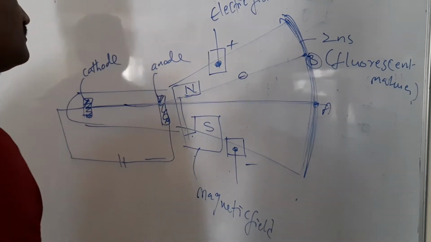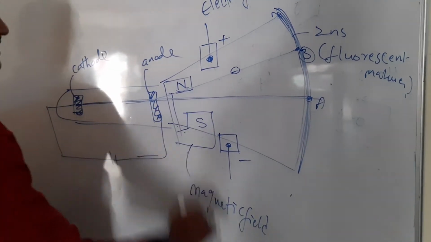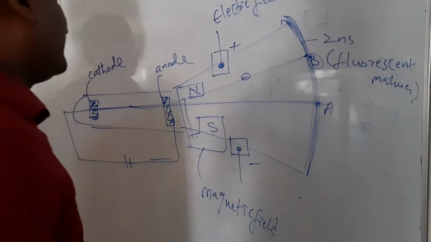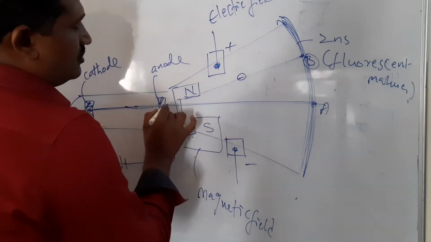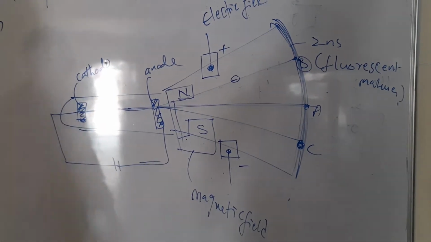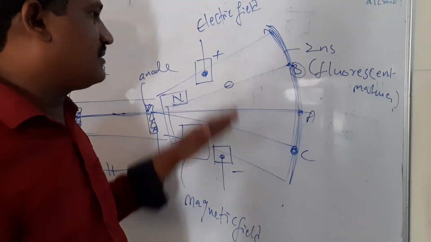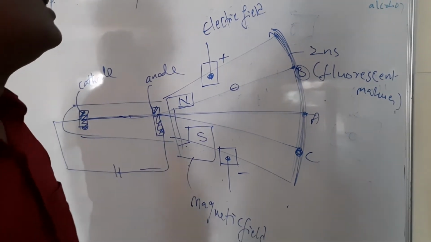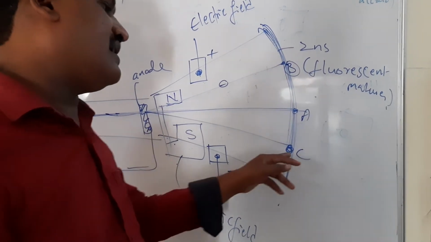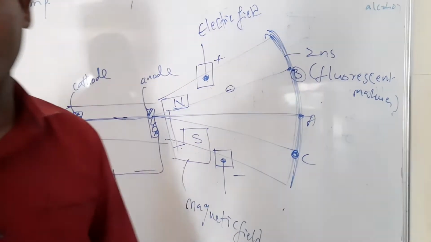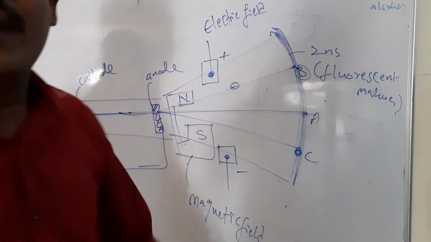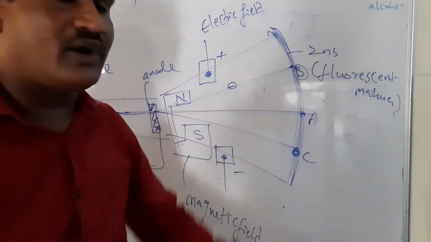And also, if you remove the electric field and apply a magnetic field, they are attracted towards the south pole and touch at point C. So they show deviation in the presence of the electric and magnetic fields. In the presence of both fields, or in the absence of both fields, they touch at point A.